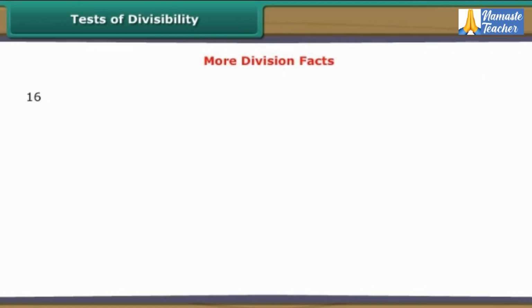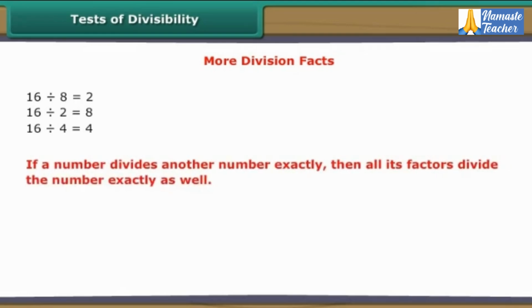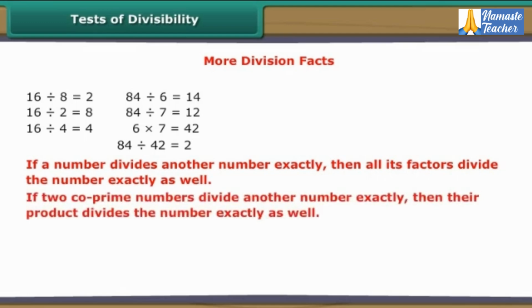Consider the number 16. 8 divides 16 exactly. 2 factors of 8, 2 and 4, also divide 16 exactly. Therefore, we can say that if a number divides another number exactly, then all its factors divide the number exactly as well. Consider the number 84. The co-prime numbers 6 and 7 divide 84 exactly. Their product 42 also divides 84 exactly. Therefore, if two co-prime numbers divide another number exactly, then their product divides the number exactly as well.